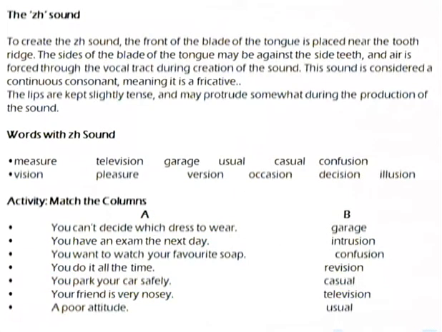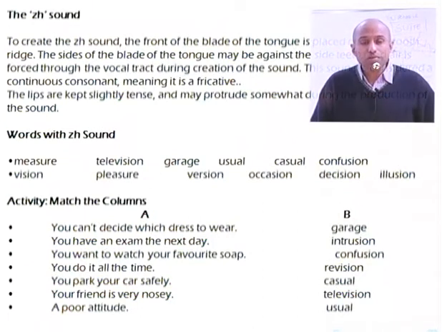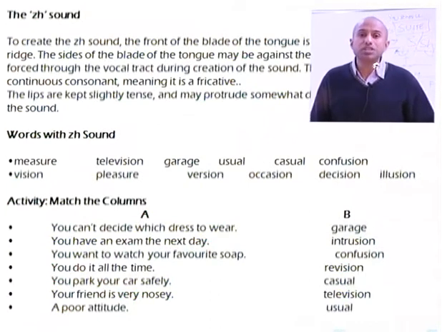So the first sentence, you can't decide what to wear, is confusion. You're confused about what to wear. You can't decide. When you can't decide, you are confused. Confusion. We have to get this sound correct. Very, very important. Confusion. The next sentence is, you have an exam the next day. So what will you be doing? Revision. Please get the zh in the middle also correctly said. Revision.